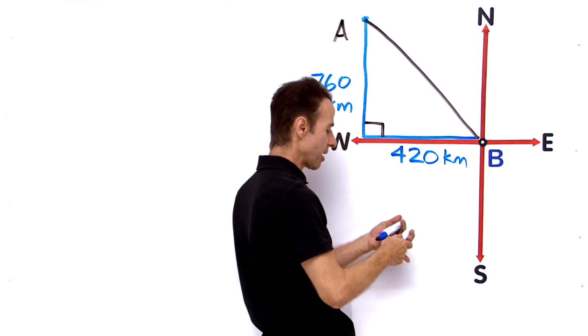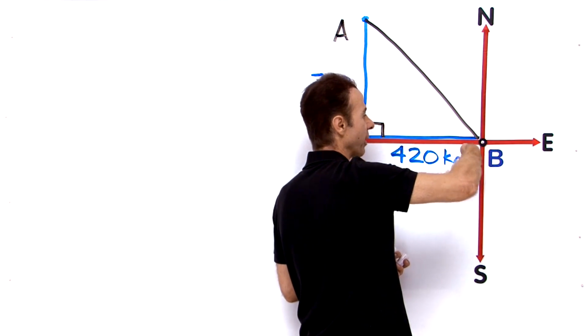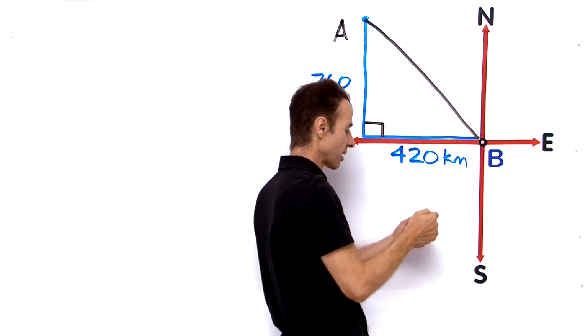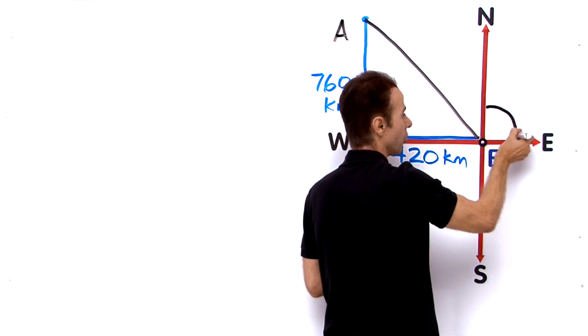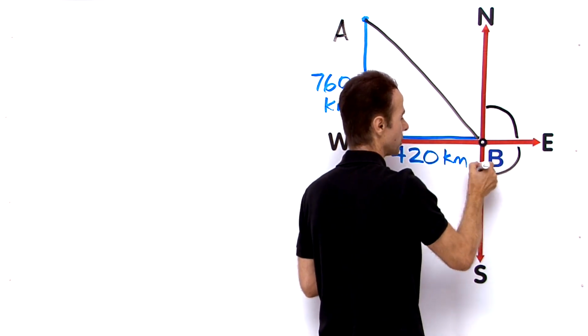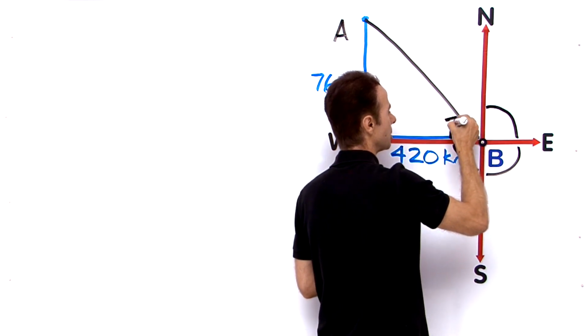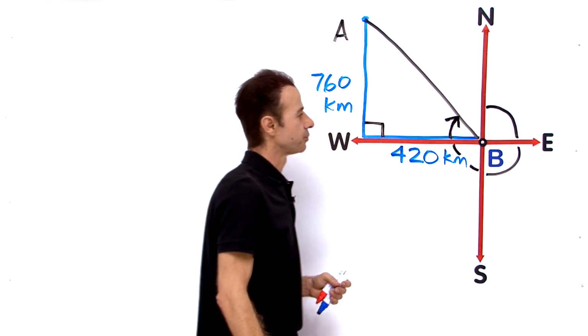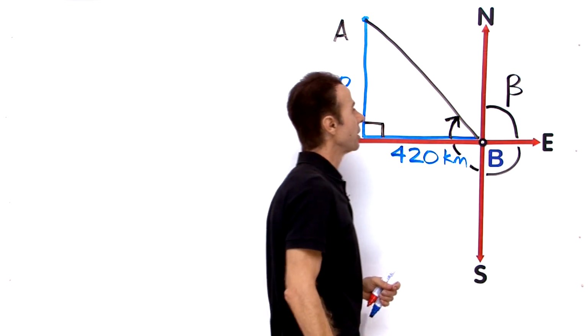So the true north bearing will be the angle clockwise from north all the way around to that point right there. So let me just draw that in. We're after this bearing here. So clockwise, clockwise, clockwise, all the way to there. So we want that bearing right there. Okay, let's call that beta. We want to find that bearing.